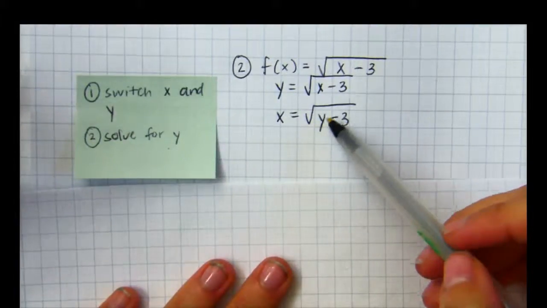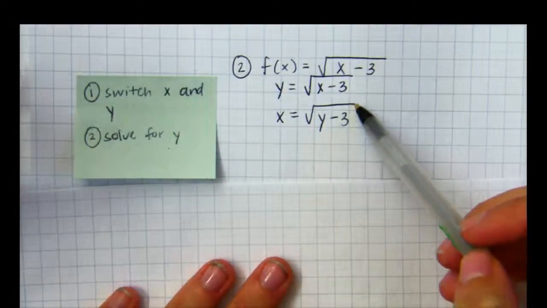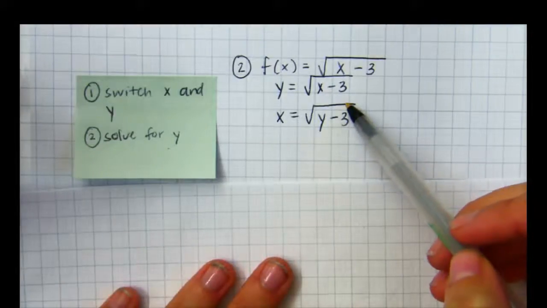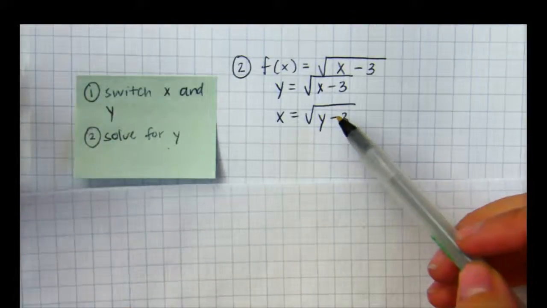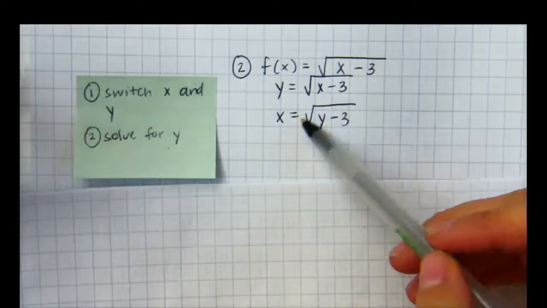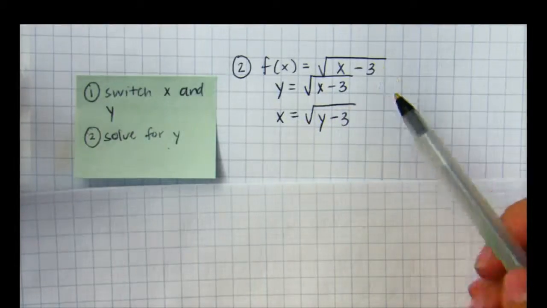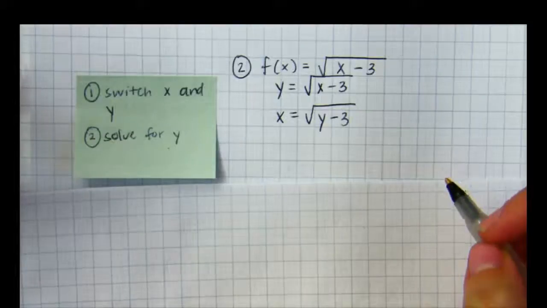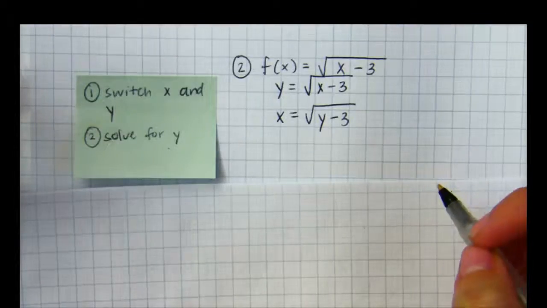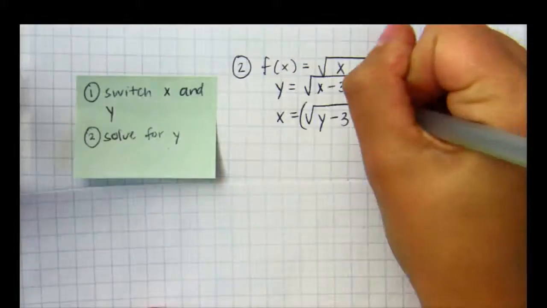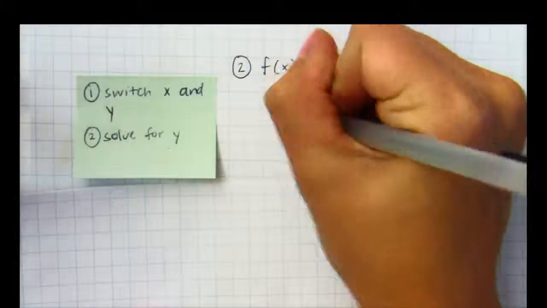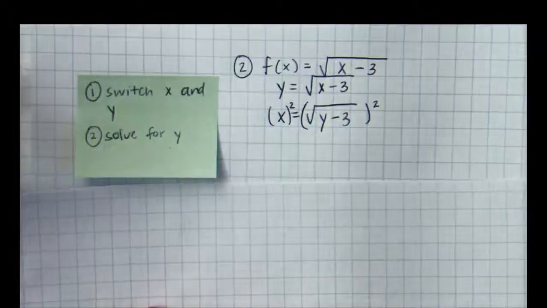Well, in order to do this, I can't just add 3 over here because this 3 is underneath the square root. So to get y by itself, first I have to get rid of this square root sign. How do I get rid of a square root? I square it. That's right.